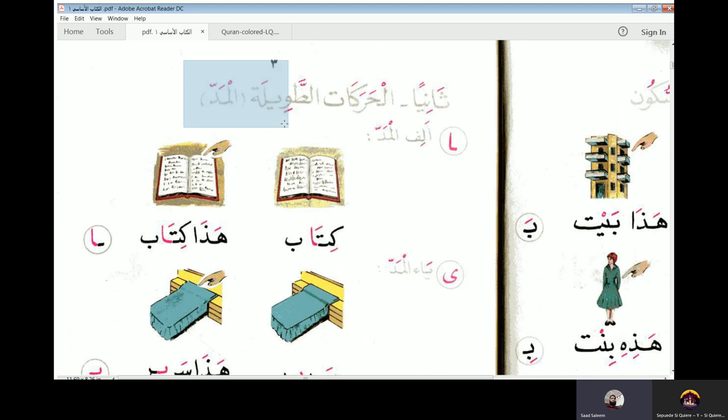And if you remember that you learned about Alif Madda, Waw Madda, Ya Madda in the previous book, here this thing is coming again. Alif Madda. Read this. Baytun. Kitabun.